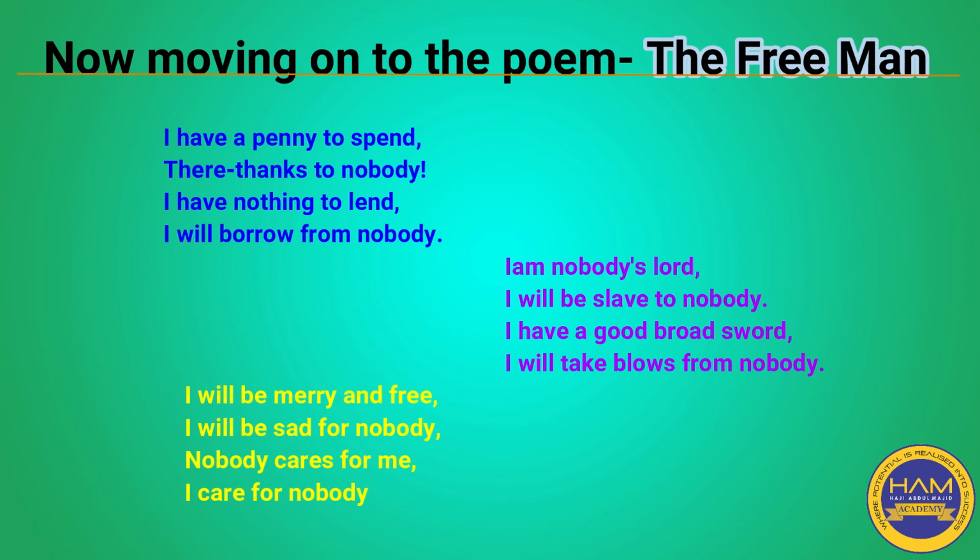In the last stanza he is saying, I will be merry and free. I will be sad for nobody. Nobody cares for me. I care for nobody. He is trying to say that he is a happy-go-lucky person and he will not be sad for anyone. Nobody cares for him and he will also not care for anyone.